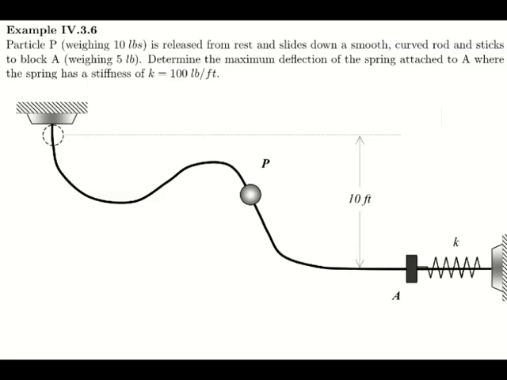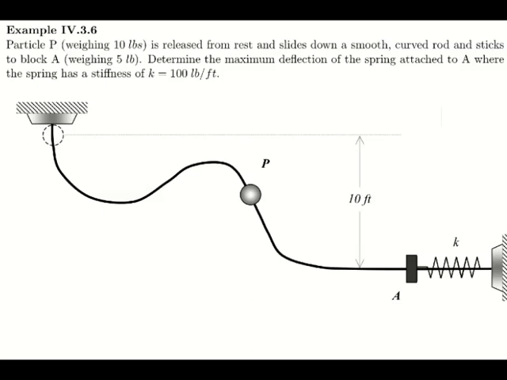In this example, we've got a particle P, which is constrained to move along the smooth guide. We don't really know the shape of the guide, but we do know it's smooth, and we know that P starts out from rest there at the top. It slides down the guide. It then impacts a block A, which is at rest. We know that when the impact occurs, A and P stick together.